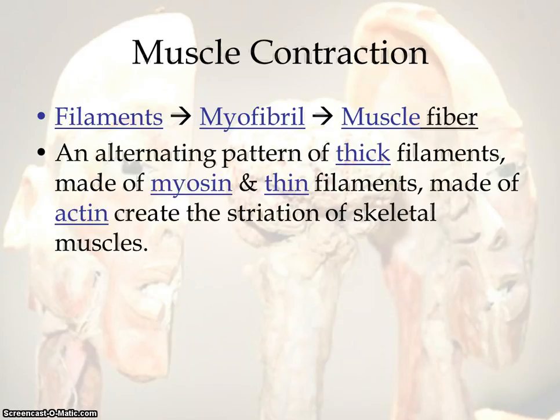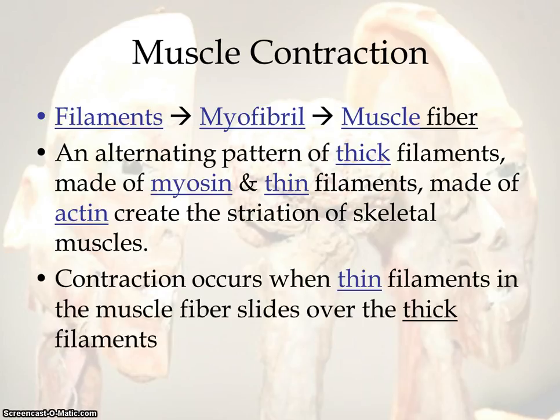These filaments have an alternating pattern. Some will be thick, some will be thinner. They are going to be made of myosin and actin. These are two types of muscle filaments, myosin and actin. The myosin and actin are going to be part of the striated muscles in the skeletal muscle.